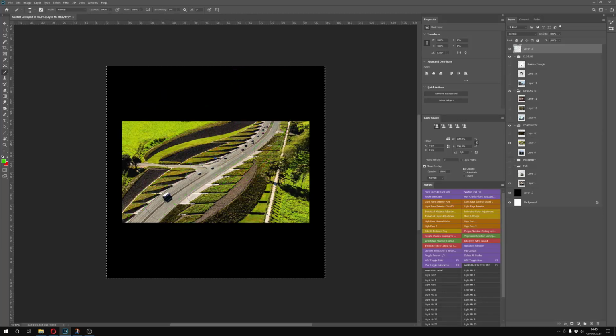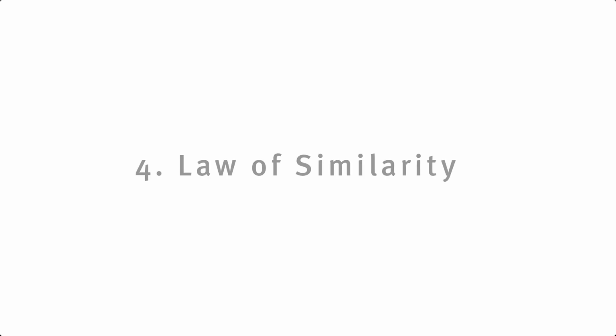So this, at least for the garden part here, is part of the Gestalt theory of continuity, is that we have all these elements that are continuous and we perceive them as a single shape.